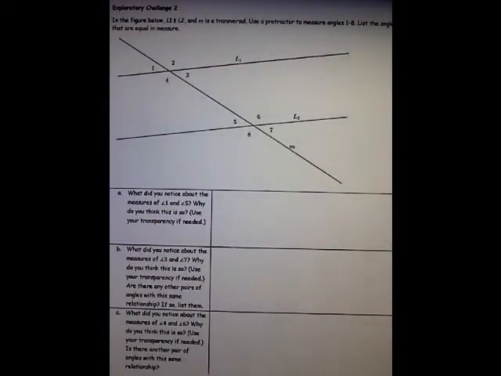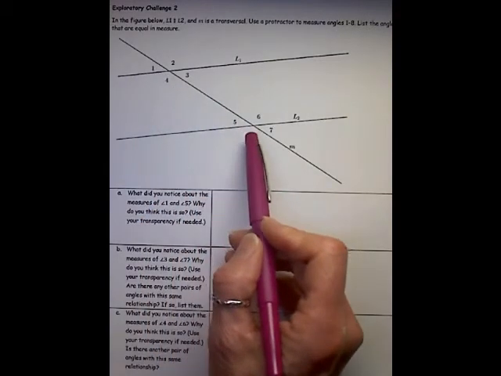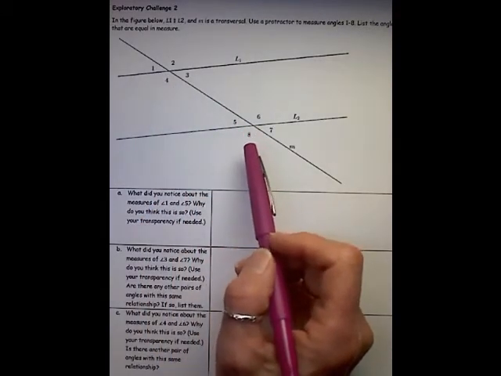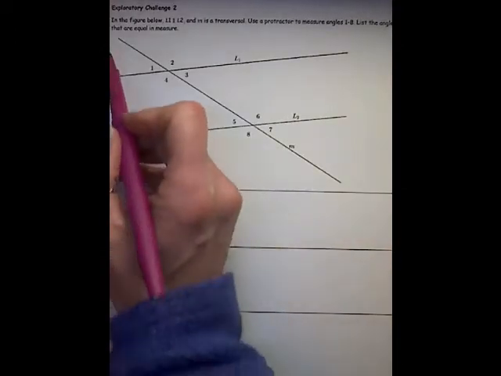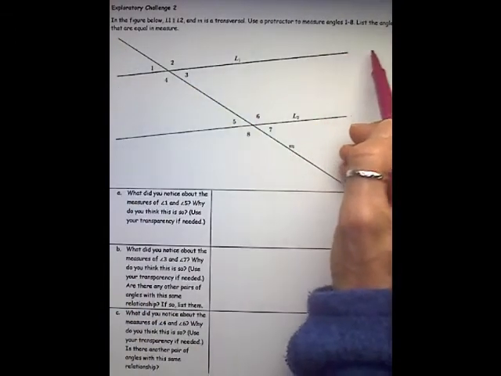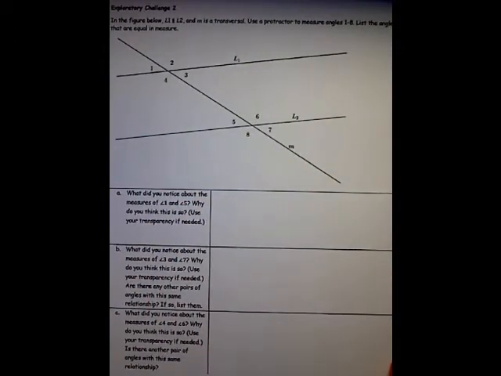In Exploratory Challenge 2, in the figure below, line 1 is parallel to line 2, and M is a transversal. Use a protractor to measure angles 1 through 8. List the angles that are equal in measure. So remember to extend the length of each line and then measure with a protractor. Pause the video and measure all of your angles, and then resume the video when you are ready to check your work.